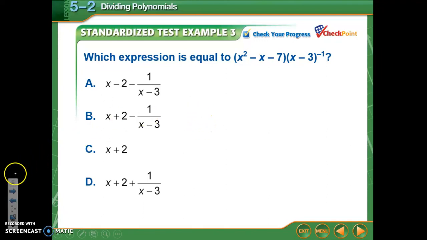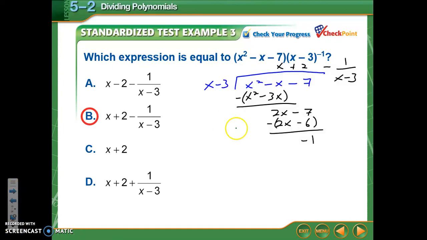All right, I want you to try this one. Your answer should have been B. And there is the work to show how to get there.